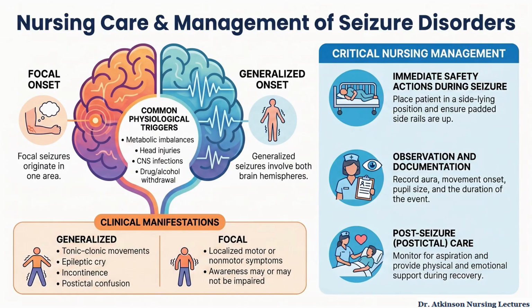Seizure disorders are ultimately disorders of abnormal electrical activity in the brain. But what matters most clinically is recognizing the presentation quickly and responding safely. Remember the major distinction. Focal seizures begin in one area of the brain, while generalized seizures involve both hemispheres. For nurses, priorities always center around safety, airway protection, observation, and accurate documentation. Sideline positioning, padded rails, suction readiness, and careful postictal monitoring can significantly reduce complications and improve outcomes.